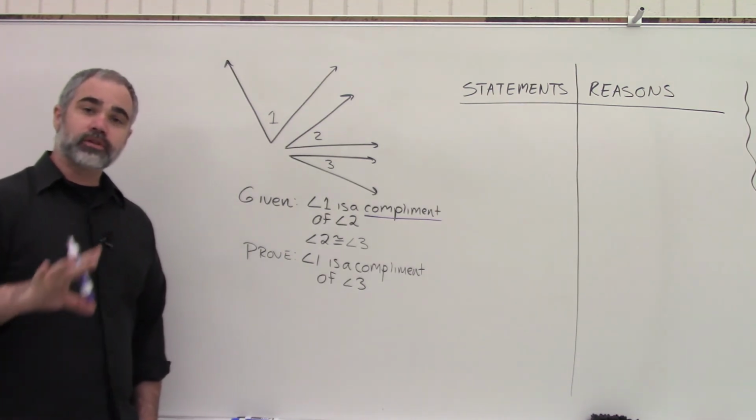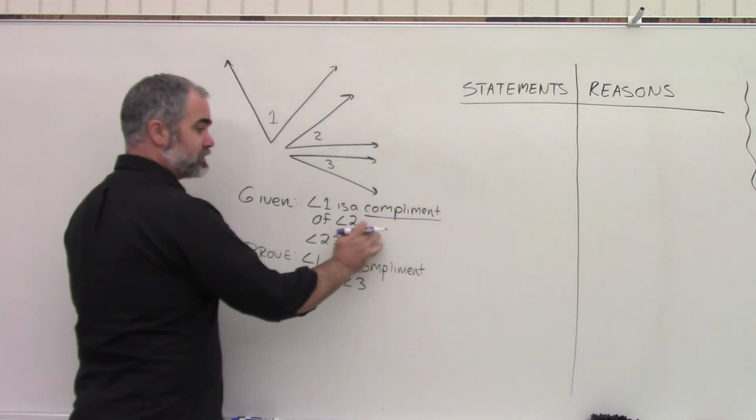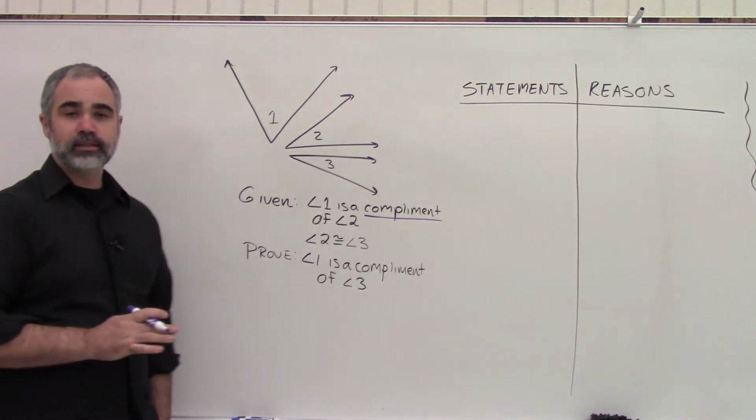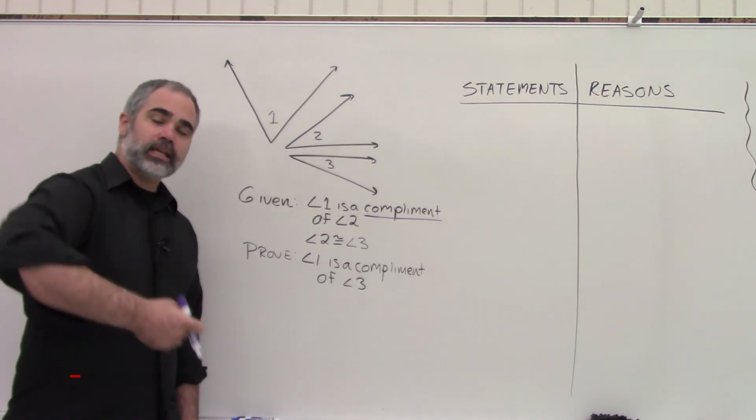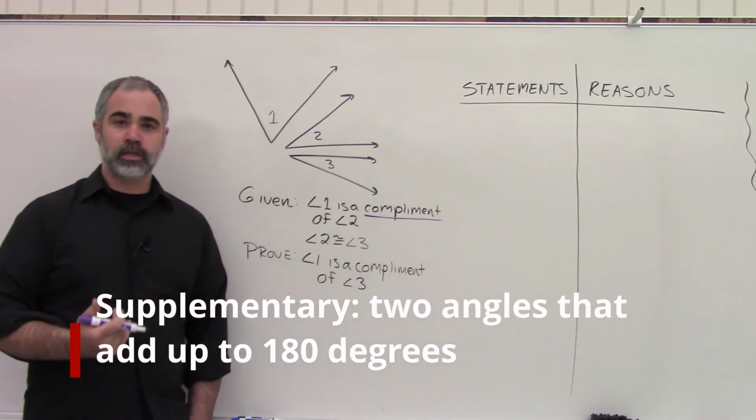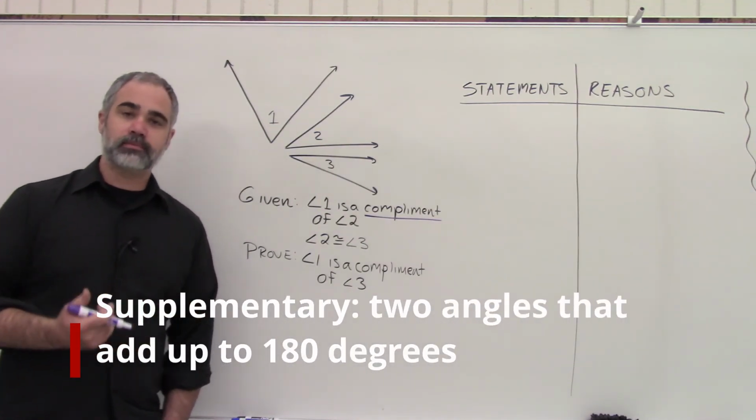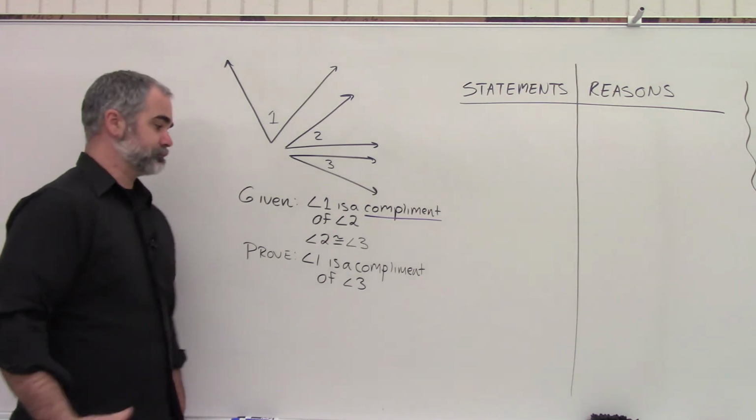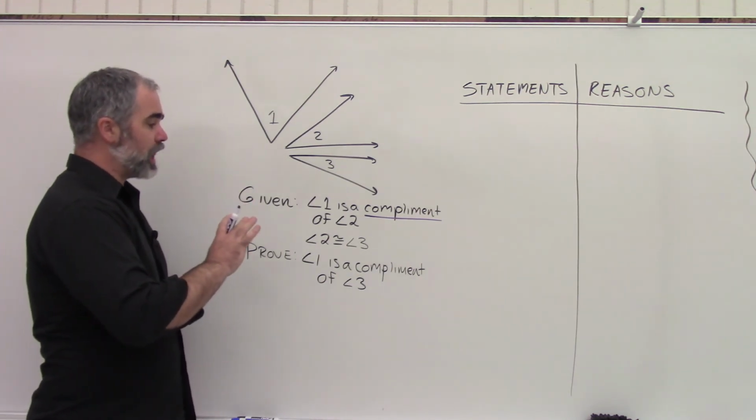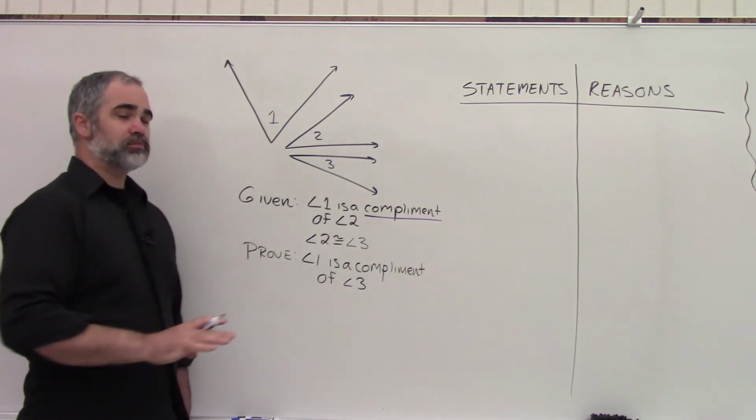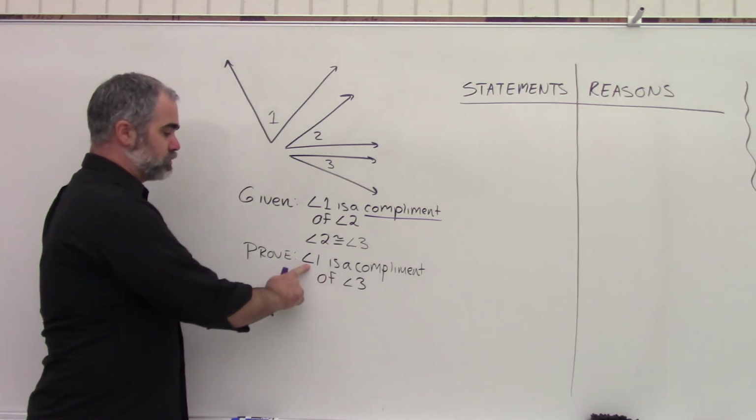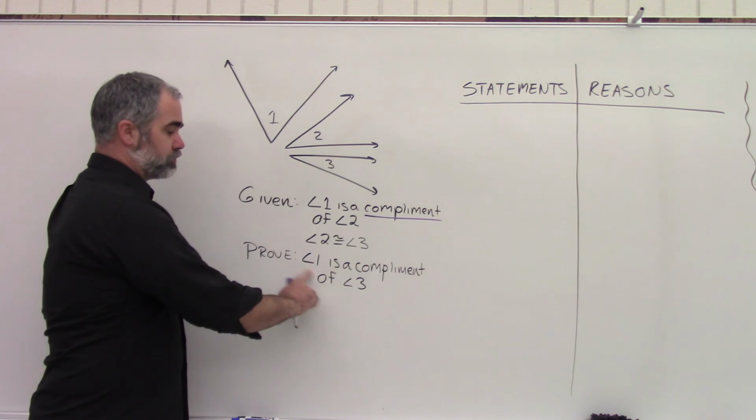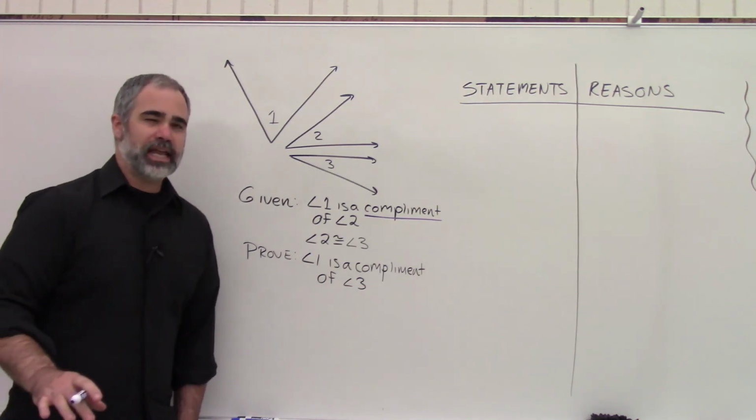You may have seen a version of this that uses the word supplement instead of complement. The word supplement means things that add to be 180. It's supplementary. So if you've seen either type of this problem, it's essentially the same process. So I know that these two are adding up to be 90, and what I'm trying to do is prove that angle 1 and angle 3 also add up to be 90.